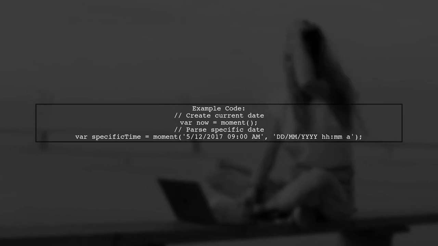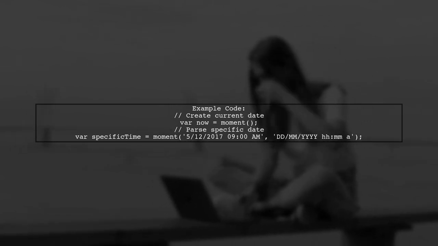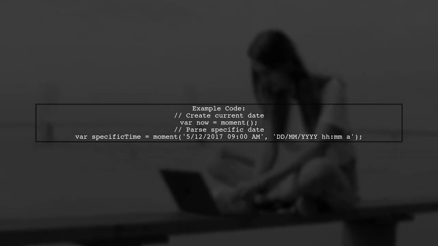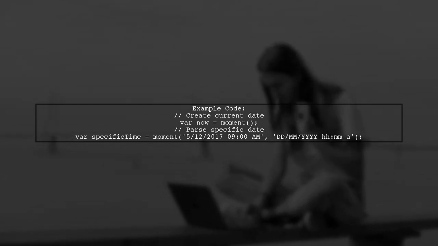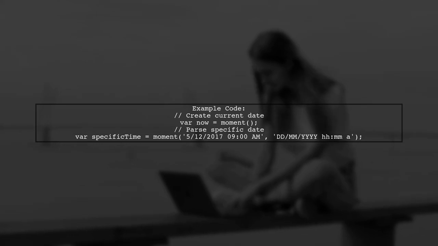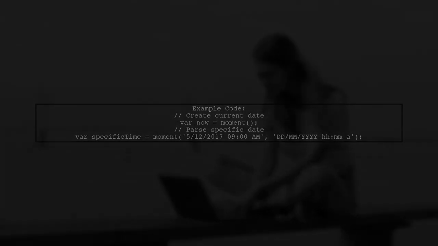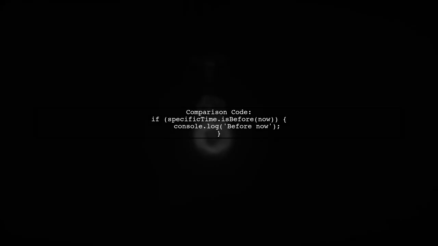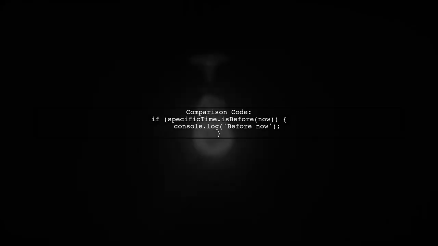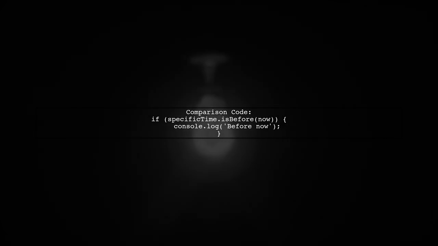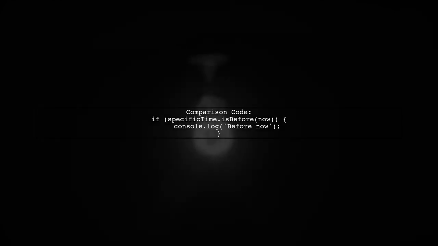Here's a quick example. You can create a Moment instance for the current date, parse a specific date string, and compare it with the current date. In this example, you can check if a specific time is before the current time. This makes your date handling much simpler and more reliable.